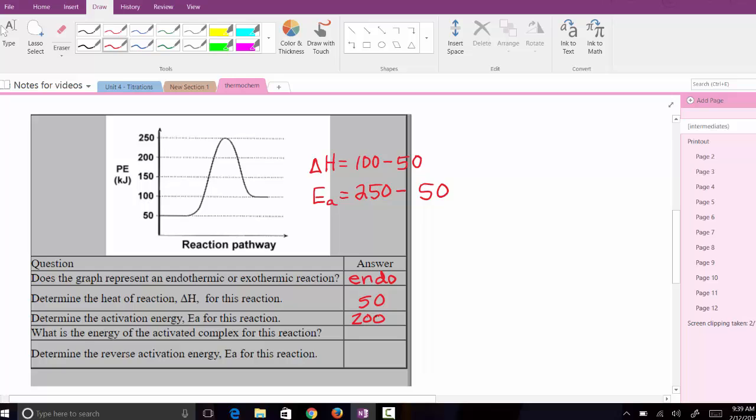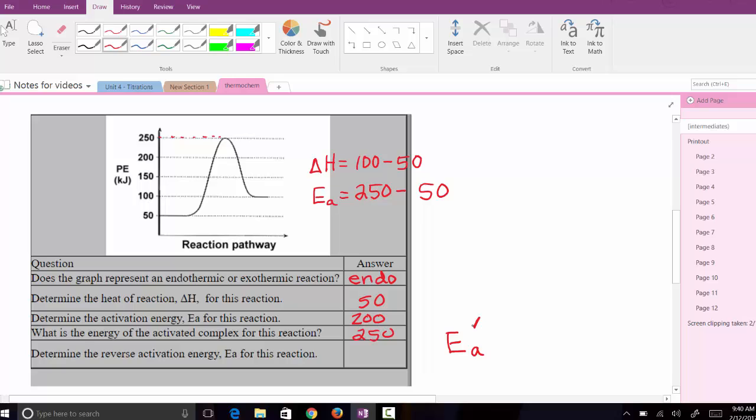And the energy of the activated complex, that's up here at the peak, so that's 250. And then the reverse activation energy. Now you'll notice in the quest, and typically when we're talking about the reverse reaction, that means that we've kind of flipped it. So we're starting with the products and then we are making the reactant. So we're going in the reverse direction. And you'll see that is referred to with a prime symbol.